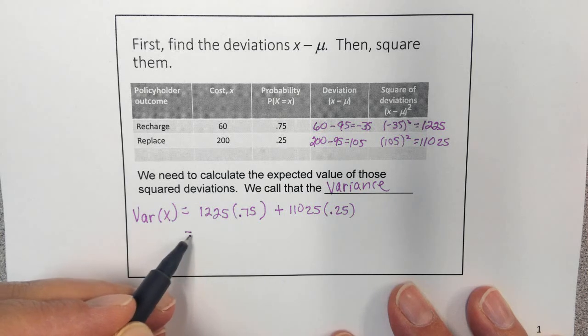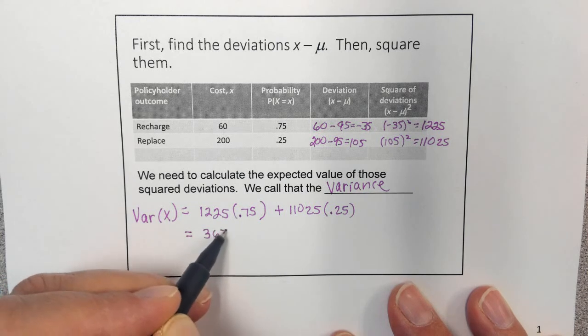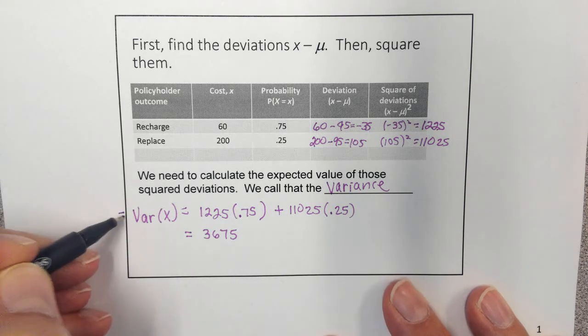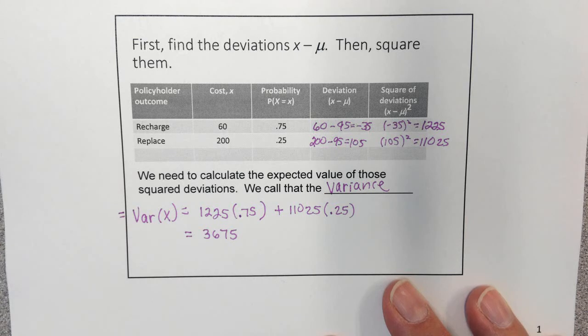And if we add all that up, we get 3,675. So the variance is 3675. So that's a pretty large measure of spread. Now, let's talk about other notation while we're at it.